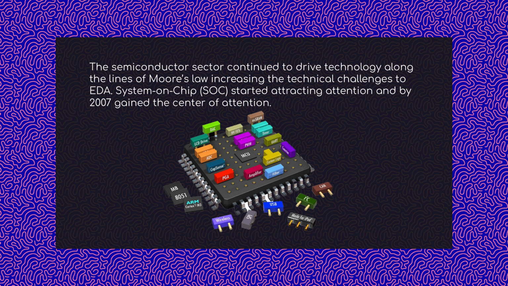Finally, we come to the final era, which is from 1993 to the present scenario. The semiconductor industry continued to develop according to Moore's law, which increased the technical challenges given to the EDA software. So, system on chip, called SoC, started gaining attention by 2007, and system on chip means all the ICs that were differently made and put on a PCB now came together and made in a single silicon chip.